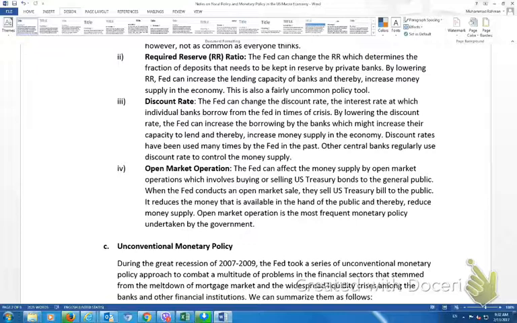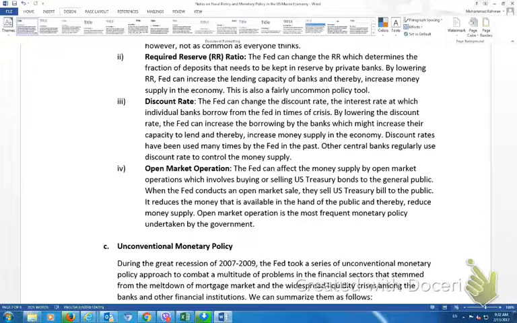The opposite is true when the Fed undertakes an open market purchase, where they buy bonds from the regular general public, and when they buy treasury bonds, the money supply increases. So these four were or are the main conventional monetary policy tools that the Fed undertakes.